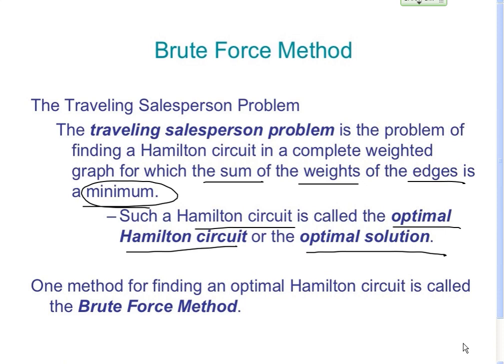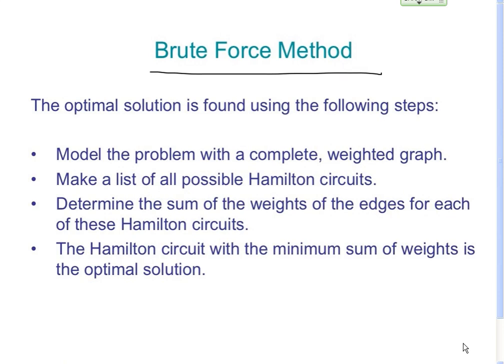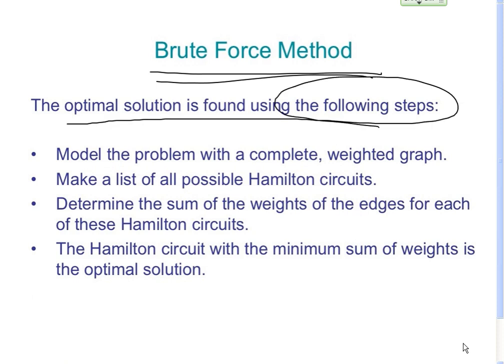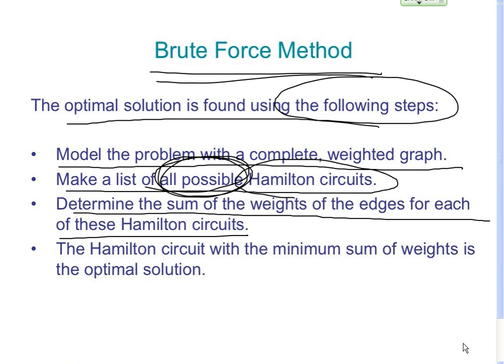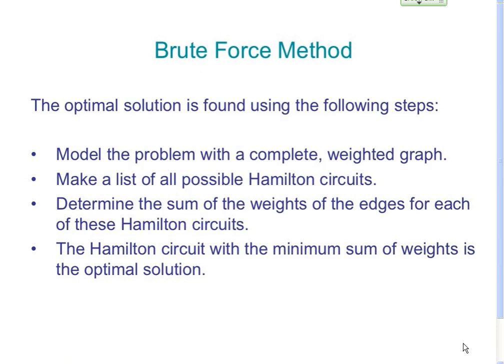One method for finding this is called the brute force method. With the brute force method, these are the steps you're going to take. You're going to draw a complete weighted graph and make a list of all the possible Hamilton circuits. Determine the sum of the weights of the edges for each of these Hamilton circuits. In other words, add up the weights for the circuits. And the Hamilton circuit with the minimum sum is the optimal solution.